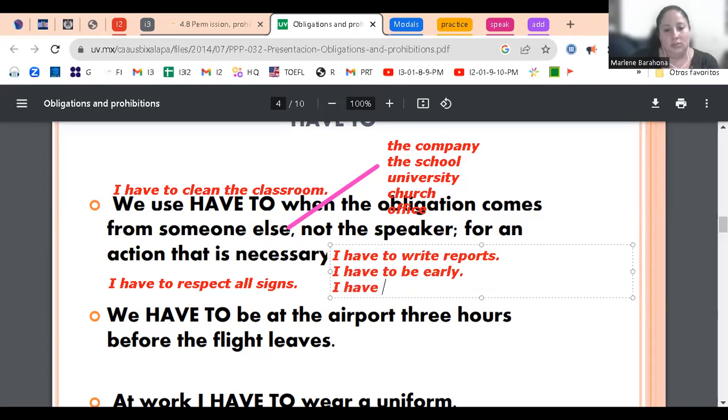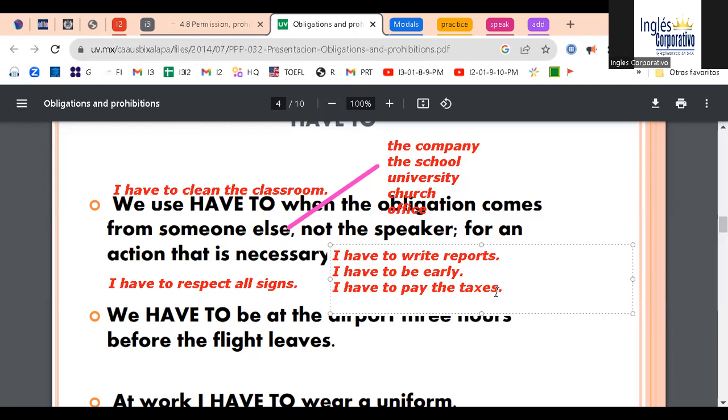Teacher, I have one. I have to pay the school. I don't know if it's correct, but. Yeah, remember that you have to do something because somebody else has required that for you, right? It's not because you want to. Yeah, in that sense, it could be possible. I have to pay the bills. I have to pay, let's say, the school. I have to pay the taxes, for example. The taxes, yes. We have to pay the taxes.